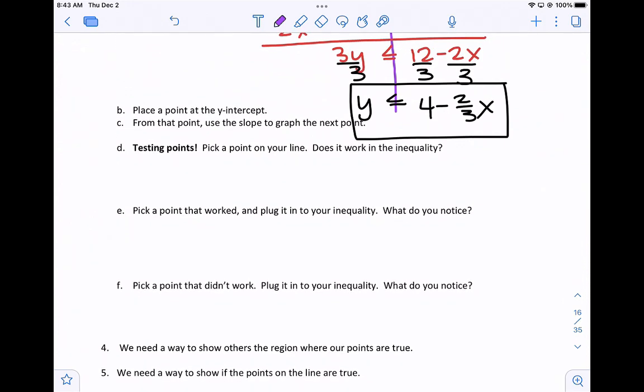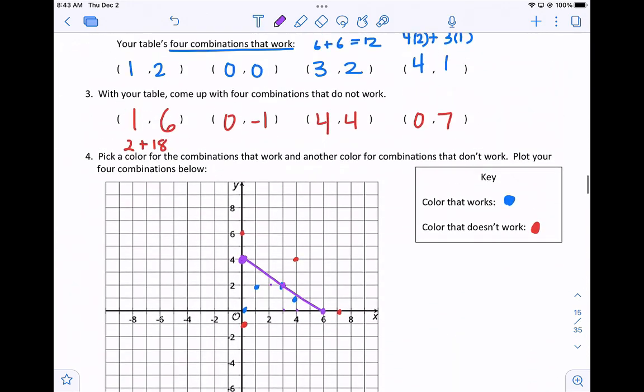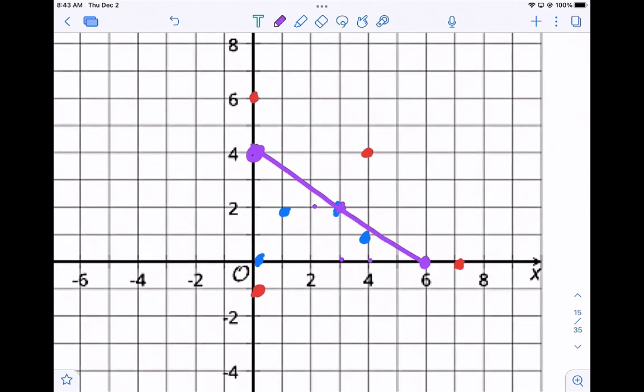And it says testing points. Pick a point on your line. Does it work in the inequality? And we knew that the blue points worked, and this point is actually on the line right here that I tested. And so we do know that that point works. And that point was 3, 2.